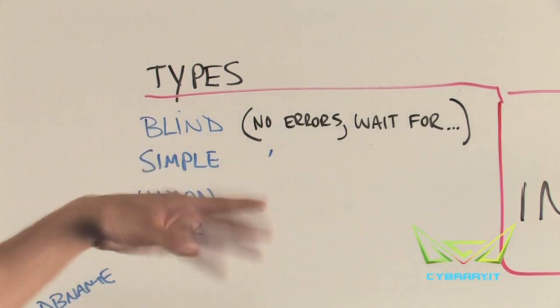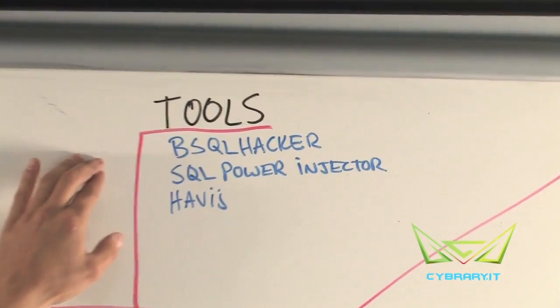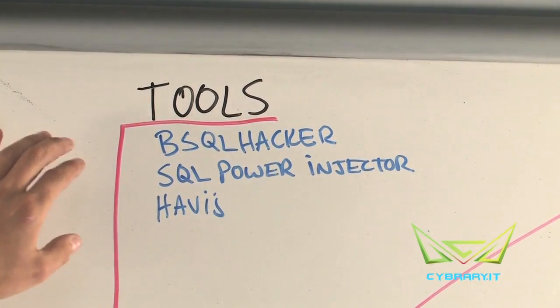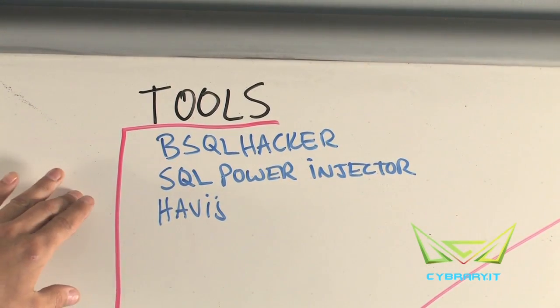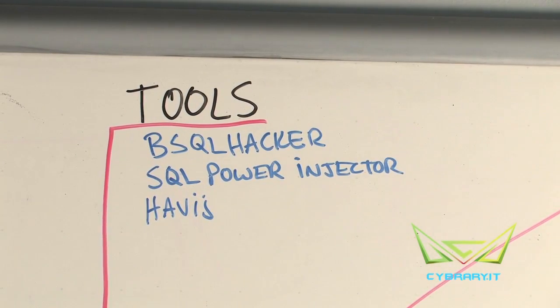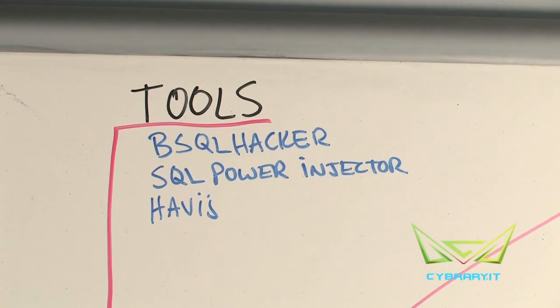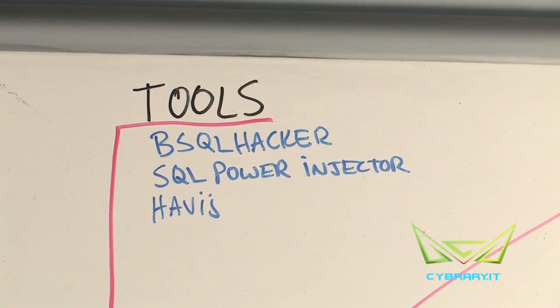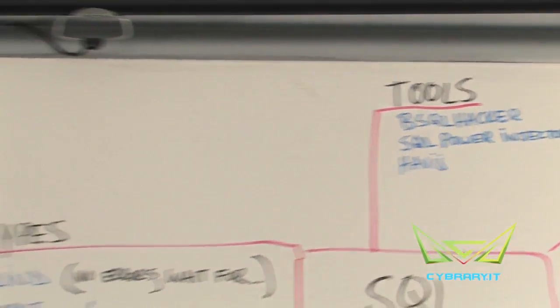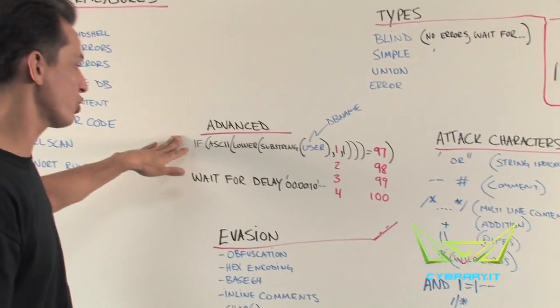Before we go into the advanced stuff, let's hit the tools. SQL injection got really easy in the last couple of years because of tools like BSQL Hacker or SQL Power Injector or Havij or a variety of the other tools that are on the Backtrack or Kali operating systems. All right, so let's start taking apart some of the basics of advanced SQL injection.